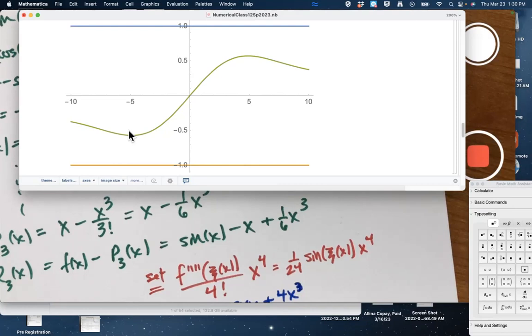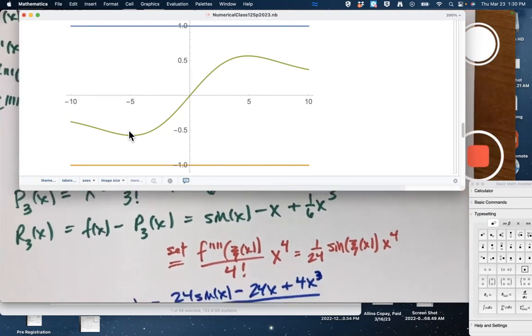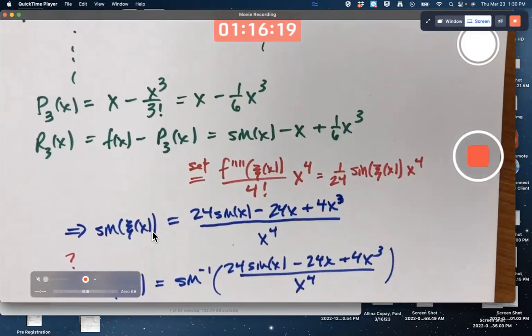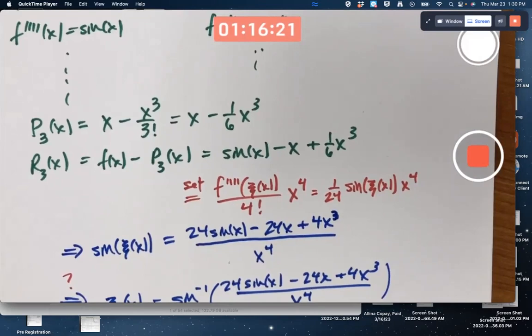Was there a question? Oh, how does it work at x equals 0 when you divide by 4? It's probably a removable discontinuity. Probably what happens. Yep. All right.